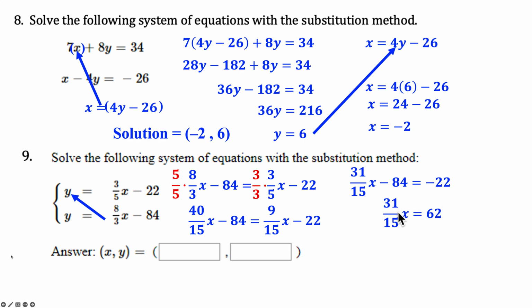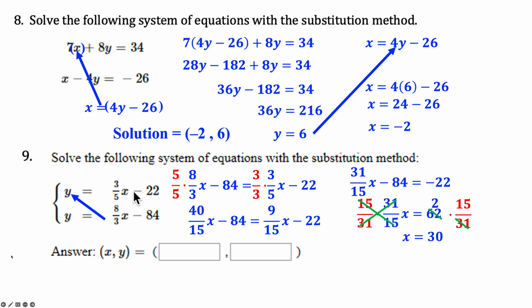You get 62. To get rid of the multiplication of a fraction, you multiply by its reciprocal, 15 over 31. All right, the 15's cancel, the 31's cancel. Oh, look, 31 goes into 62 twice. 2 times 15 is 30. There's my answer for x.